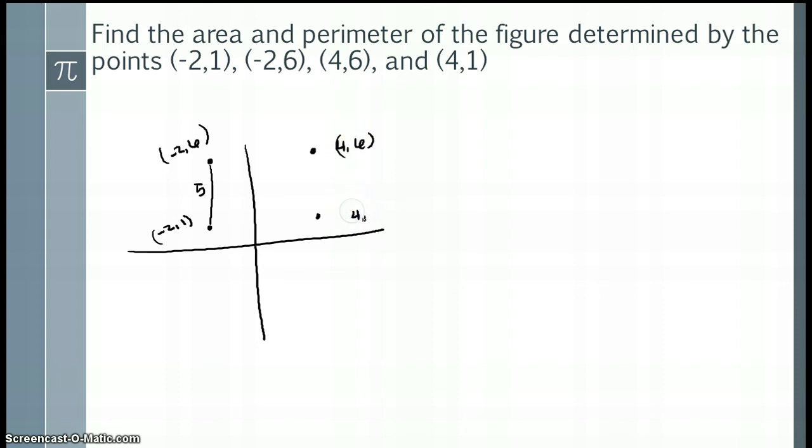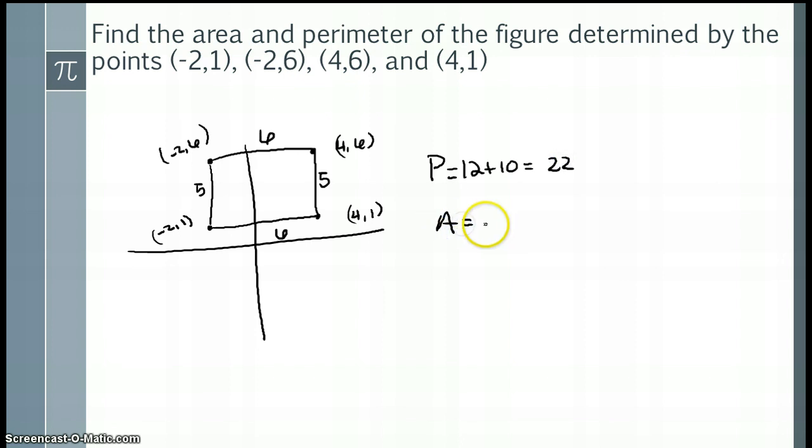And again, since they're nice, perfectly straight lines, that's going to make counting a whole lot easier. Again, this side here was 5, because I went up from 1 to 6. When I move from left to right, I went from negative 2 to 4, which is a total distance of 6. So my perimeter is going to be 12 plus 10, so 22. And my area is going to be my length times my width, so 5 times 6, which is going to give me 30. Hopefully those should make a little bit of sense.